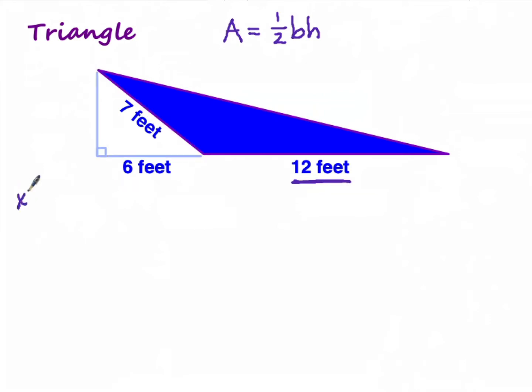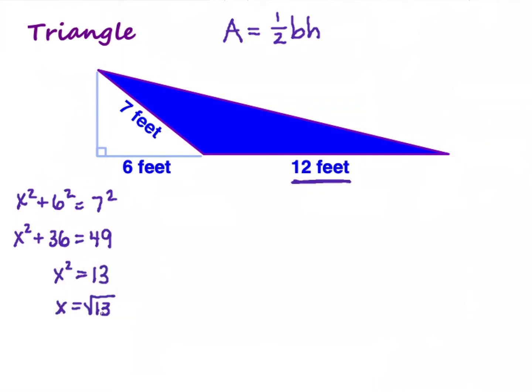So we can say that x squared plus 6 squared equals 7 squared. And we find out that the height then must be the square root of 13, which is 3.605551275, but I would rather not use the decimal version of that height and just leave it as square root of 13 until the very end. That's something that I want you to learn this chapter, is that we don't want to do any rounding until we get to the very final answer.